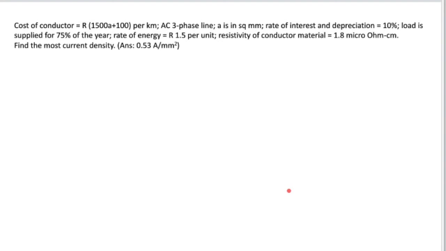Did you read it? So it says that the cost of conductor is Rand 1500A plus 100 per kilometer length of the line, and it's an AC 3-phase line. The small a is the cross-sectional area of the conductor, and it's in square millimeters. Right? After that, what is given? The rate of interest and depreciation, which is 10%.